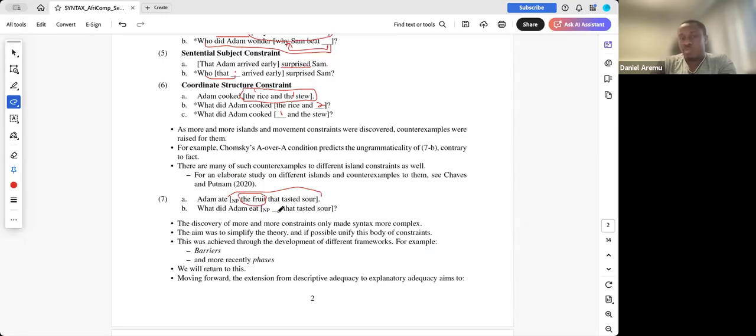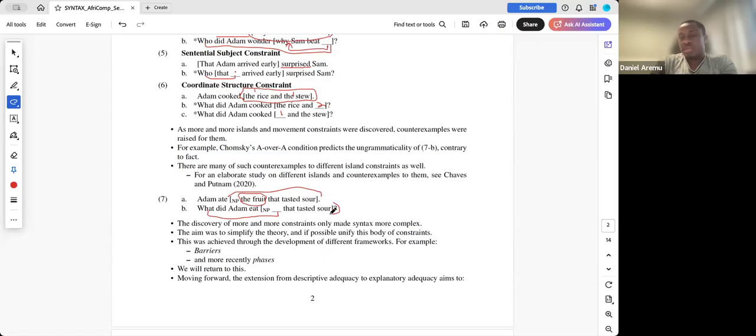So what we just did was move that NP, we fronted that NP and moved it out of the bigger NP. And that contradicts the A-over-A condition, right? Because the prediction of the A-over-A condition is that this sentence should be ungrammatical, but it is grammatical. So this is one counterexample that we're talking about.